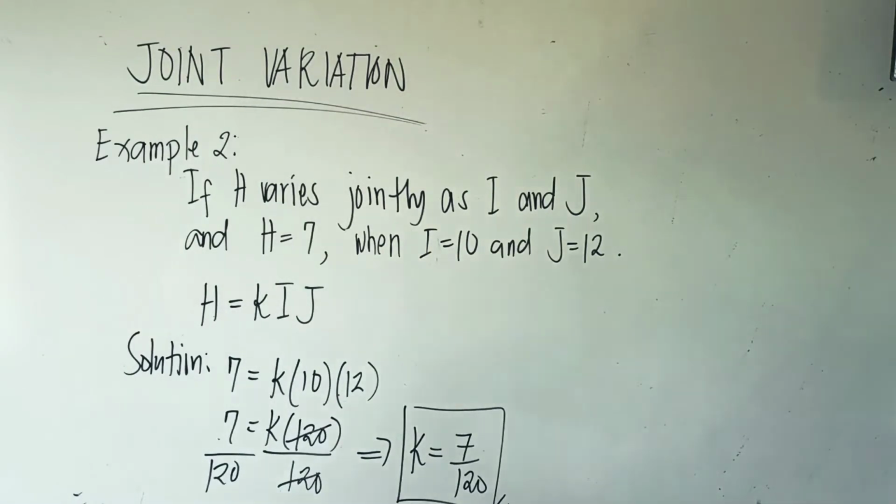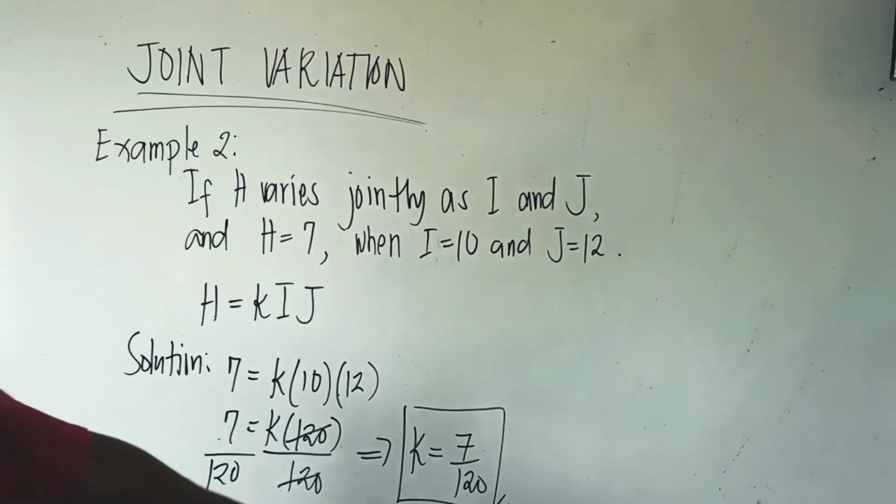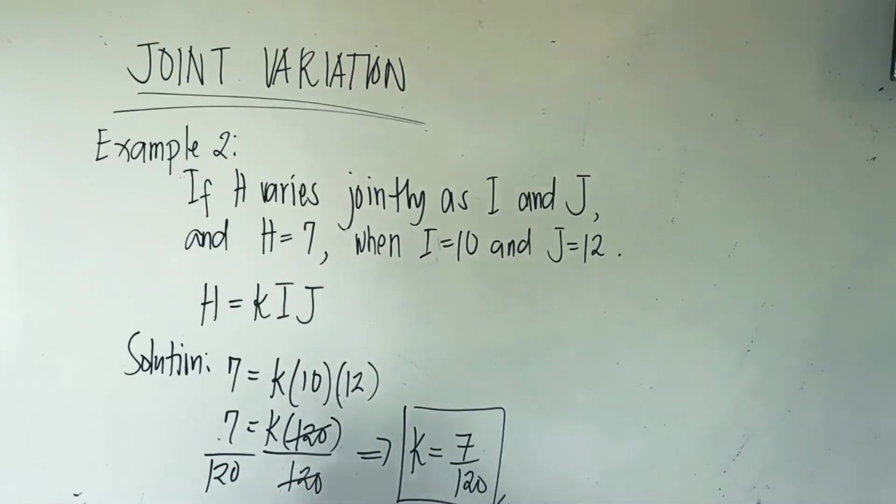This is now the constant of variation. Okay, reason kasi hindi na po siya pwedeng i-lowest term pa. So no need naman na i-convert into decimal number. Pwede naman naka-fraction basta naka-lowest term. Okay, so that is the constant of variation.